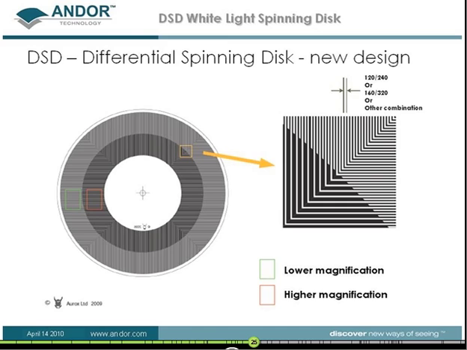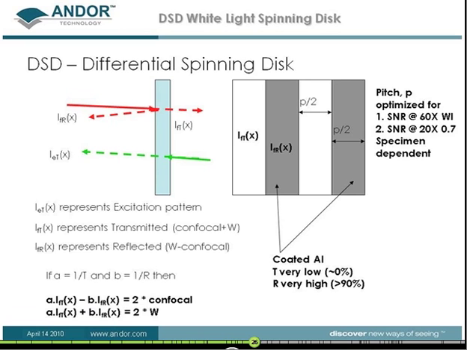So if we look in detail at one region of the disk, then the transmitted light, the green excitation light, is modulated by this disk pattern, and the emitted light finds its way back to the disk, and a fraction of it is transmitted and a fraction reflected, as we described before. If you work through this equation, you'll find that by a weighted subtraction of the two images, we end up with twice the confocal image, 2C.